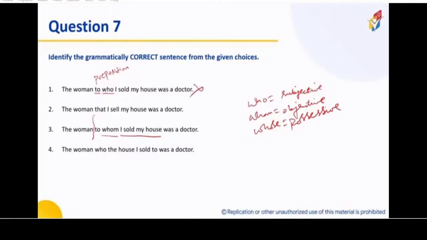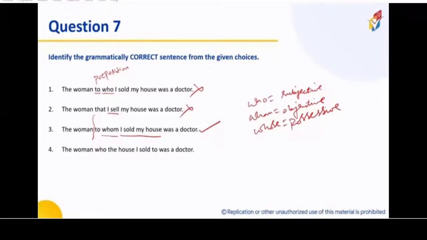Look at the second and the fourth one. The first one is therefore wrong. The third seems to be correct. Let's look at the second one. The woman that I sell my house was a doctor. The simple present tense tells you that it is a continuous action in a way. It's a regular action. So you don't keep selling your house every day.